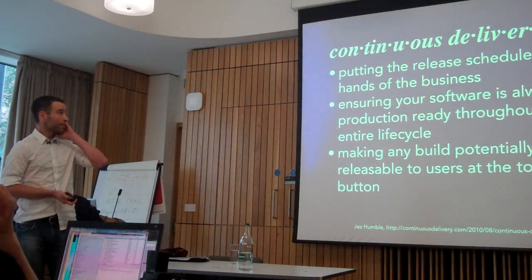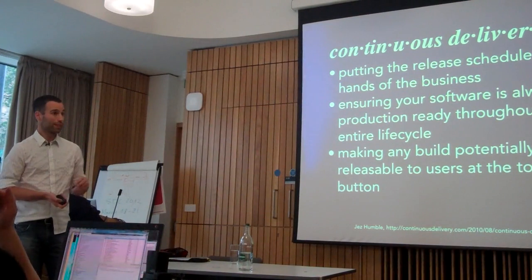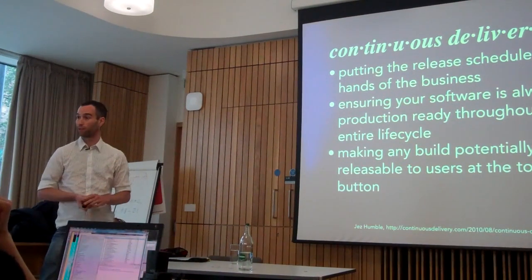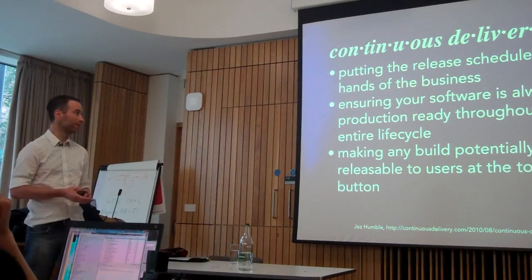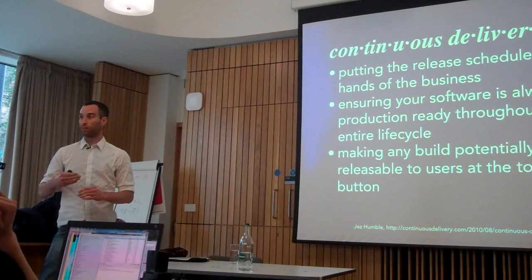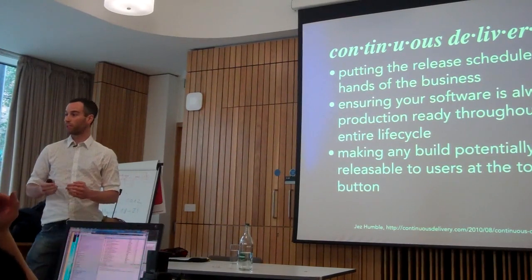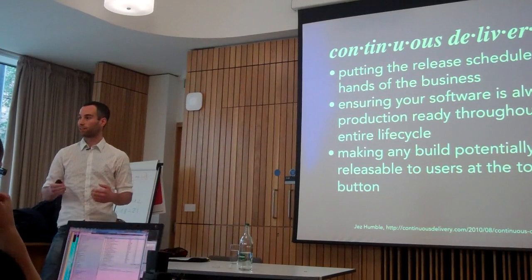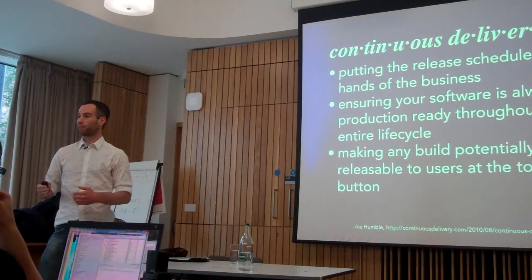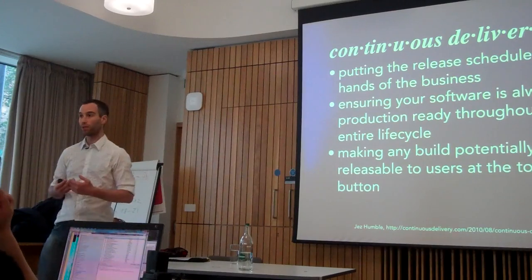So continuous delivery is, I guess, a slightly broader definition than continuous integration, although continuous integration is probably the biggest part of it. And continuous integration is this idea that every time you publish a version, every time you commit, you run a build, you run your tests. And so you know for every build the status. And the goal is to get feedback as quickly as possible.